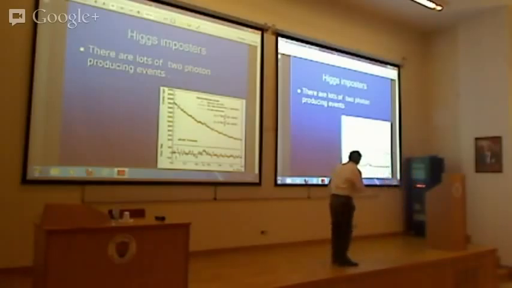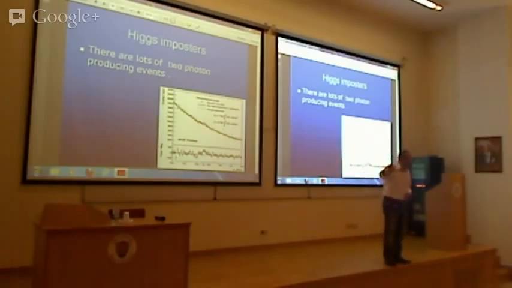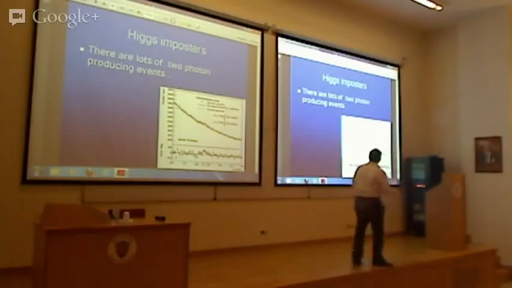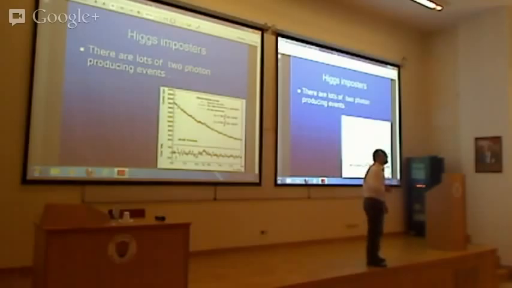Now, look at this bump. If you forget about this bump, the rest of the part is called the background, meaning if there is no Higgs, you will see two photons that come out with energies and so on in this region. What if there is a Higgs? If you do enough collisions, there will be some excess.